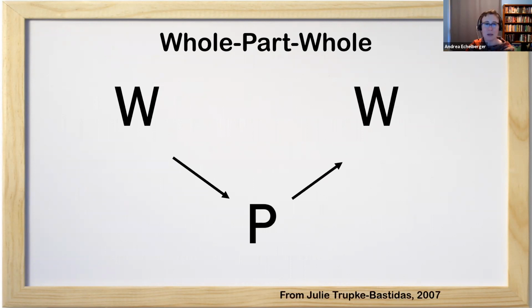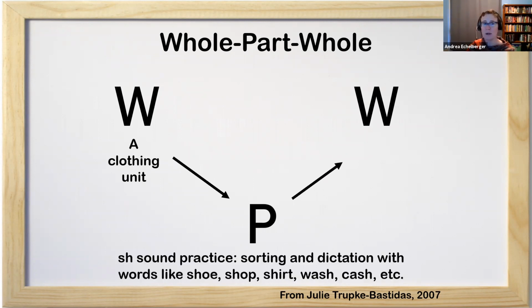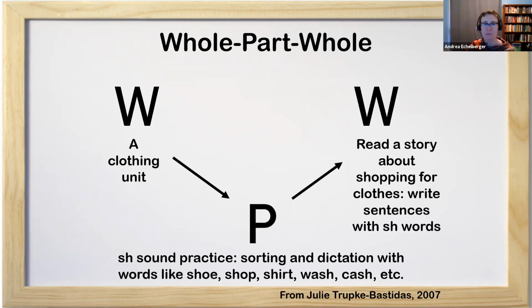So for example, our whole might be a clothing unit. We're talking about items of clothing. So our part is going to be the sh sound practice. So doing sorting activities and dictation with words like shoe, shop, shirt, wash, cash, those words that have that target sound in them. And then we're going to go back to the whole, where we're going to read a story about shopping for clothes, and we're going to write sentences with sh words.